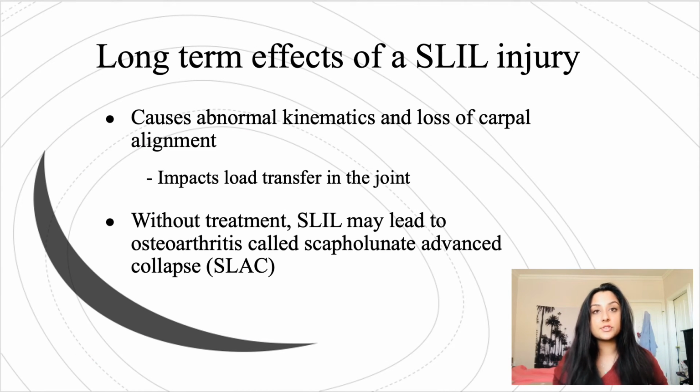An SLIL injury can cause abnormal kinematics and loss of carpal alignment. Therefore, it can impact load transfer across the wrist joint. Without treatment, this injury can progress to a very painful form of osteoarthritis called scapholunate advanced collapse. So it's crucial to treat this injury early.